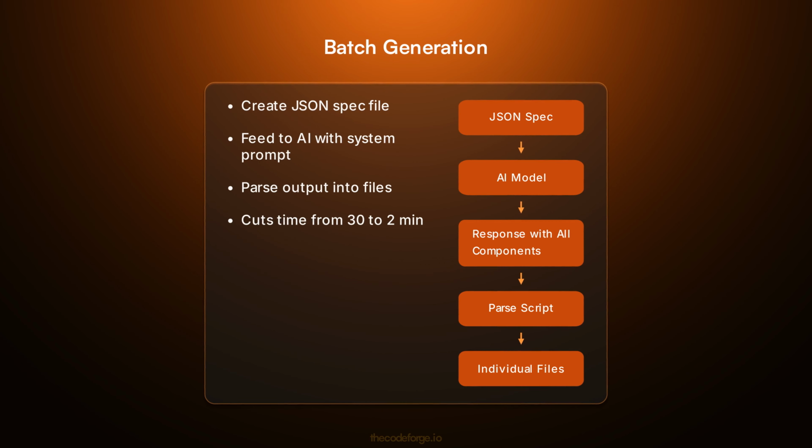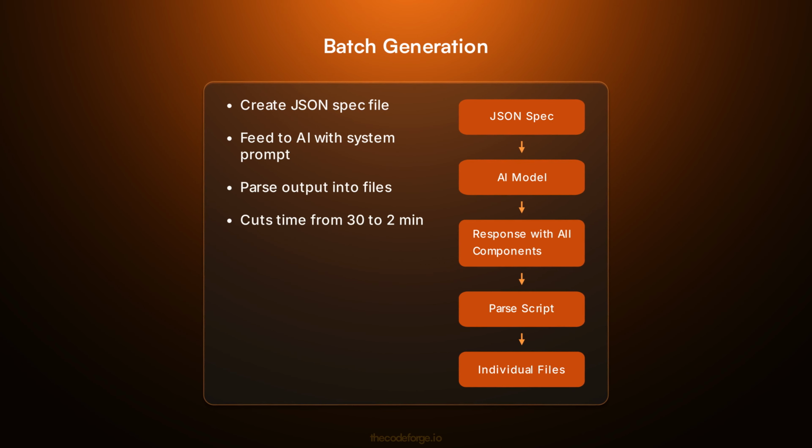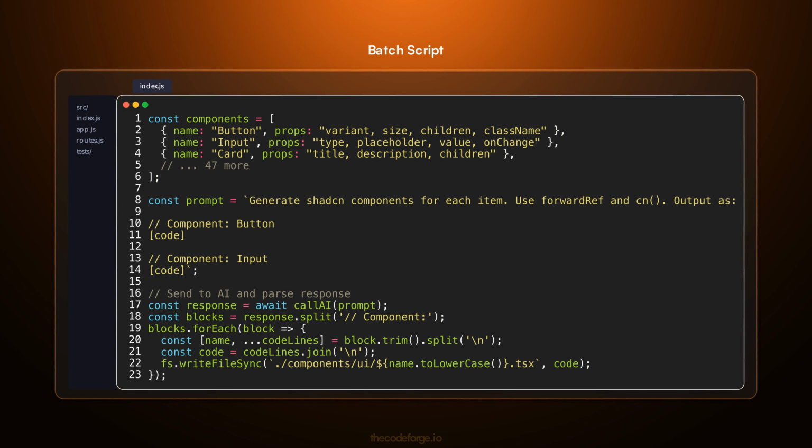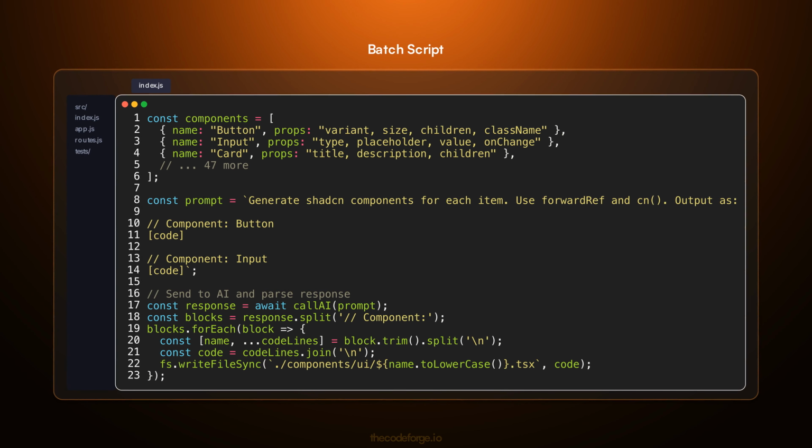Generating one component at a time is slow. Instead, create a JSON spec listing all components you need, then feed it to an AI model with a system prompt. Use a script to parse the output and write each component to its own file. This script sends a batch prompt to the AI, splits the response by component markers, and writes each component to its own file. You can generate 50 components in one go.